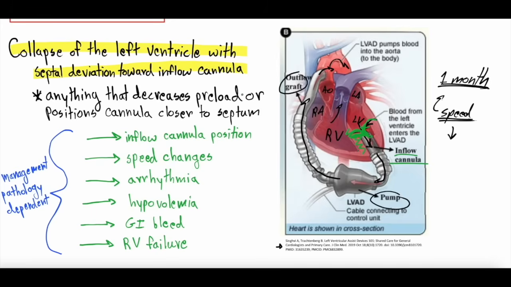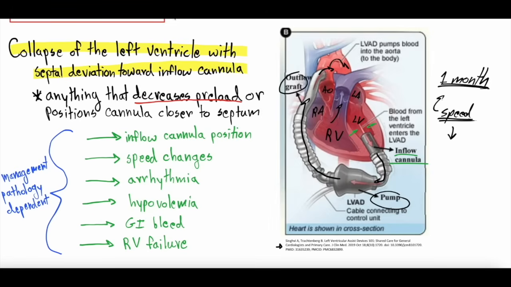Things that can cause suction events are super variable, super diverse. Really, anything that decreases the preload. If this left ventricle is empty and there's less blood in there, it's going to be less expanded, right? Less dilated. And if it is more empty, it's going to be easier for these walls to come together and lead to a suction event on this inflow cannula.